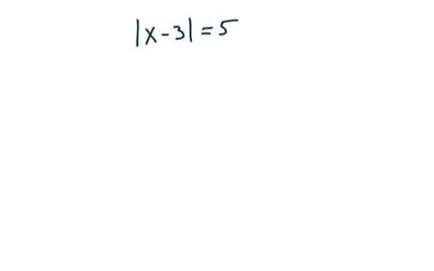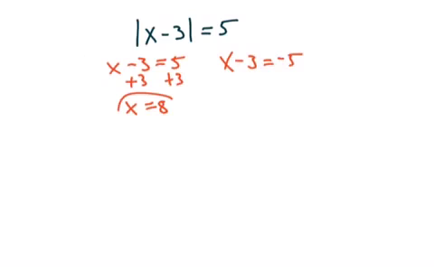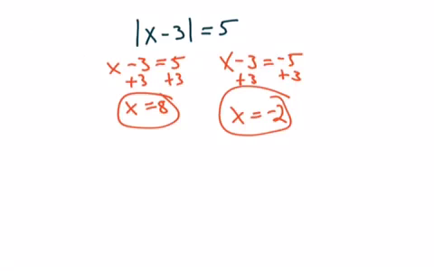So if we undo the bars, we're going to get two cases. We'll get x minus 3 equals 5, and we'll also get x minus 3 equals negative 5. So the pattern is to take whatever's in the bars, take them away, and you get 5 and you get negative 5. So adding 3, we'll get x equals 8 for one answer. Add 3, and you get x equals negative 2 for the other answer. So your two answers.